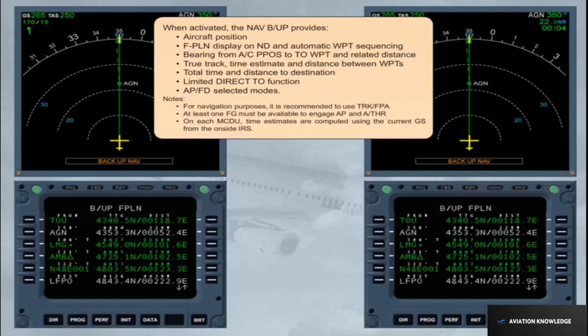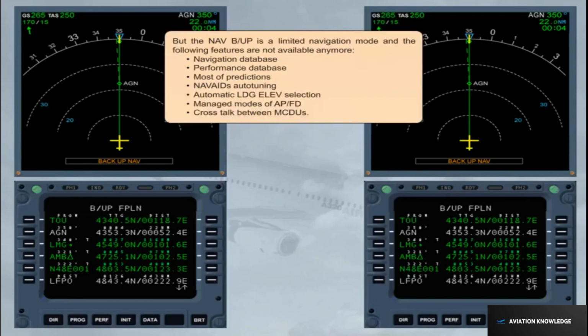On each MCDU, time estimates are computed using the current ground speed from the on-side IRS. But the nav backup is a limited navigation mode, and the following features are not available anymore: navigation database, performance database, most of predictions, NavAids auto-tuning, automatic landing elevation selection, managed modes of APFD, crosstalk between MCDUs.